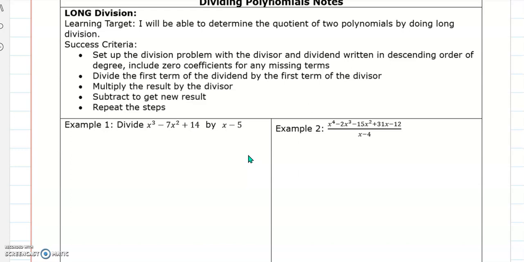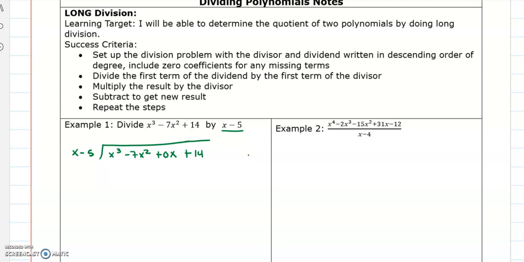And then we are going to divide the first term of the dividend by the first term of the divisor, multiply the result, and then subtract to get a new result, and then just keep repeating those steps. So I'm going to set it up. I have right here this x minus 5, and then I'm going to set up my division, and then x cubed minus 7x squared. Notice there is no x term, so I'm going to put plus 0x and then plus 14, and then make sure my division bar goes all the way across.